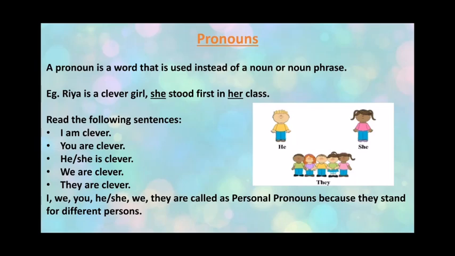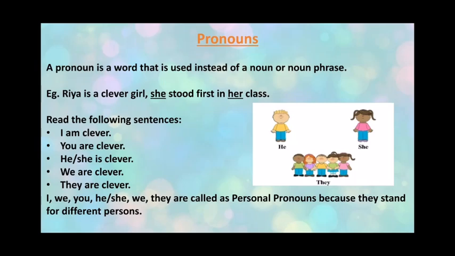So children, let's read the following sentences. I am clever. You are clever. He or she is clever. We are clever. They are clever. So in these sentences, the words like I, we, you, he or she, they are called personal pronouns because they stand for different persons.